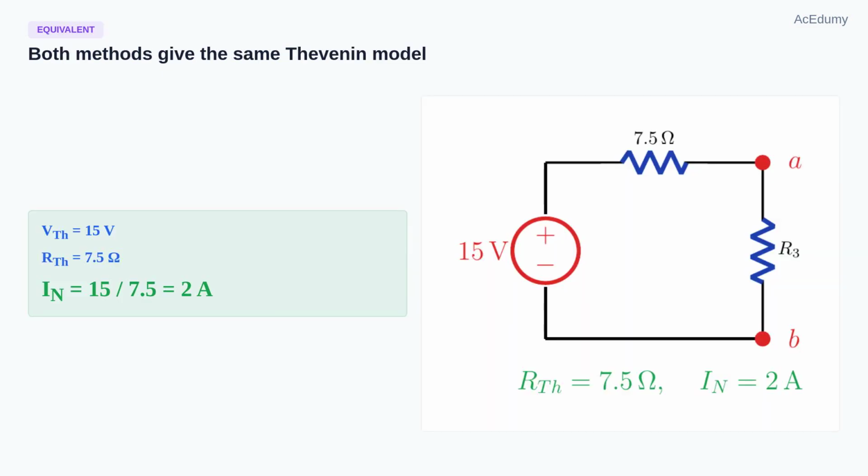The Thevenin equivalent seen by R3 is a 15-volt source in series with 7.5 ohms. The Norton current is the same voltage divided by the same resistance, so I Norton is 2 amperes.